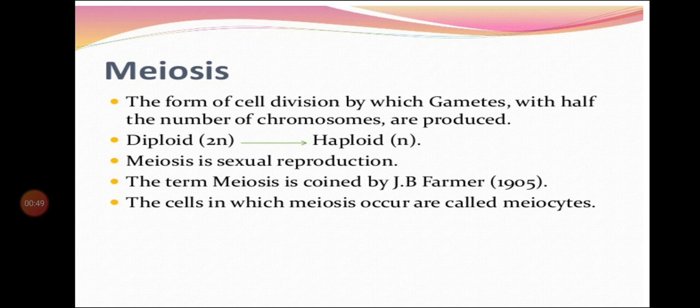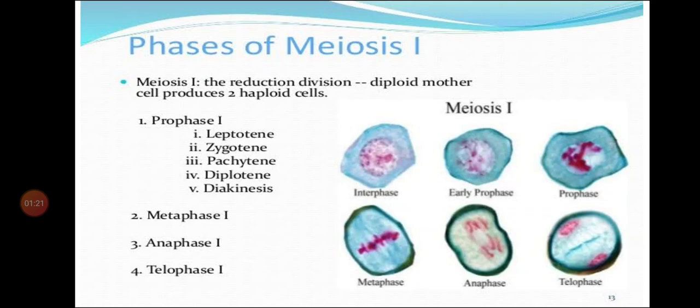So when I say meiosis, let us revise the definition of meiosis. We started with the introduction of meiosis, but we will revise the definition and then continue with the further topic. Meiosis means the form of cell division by which gametes with half the number of chromosomes are produced. We have studied this in detail in our last lecture, so let us move forward.